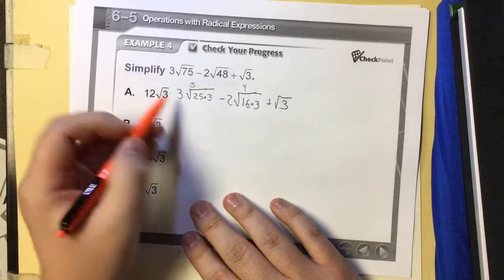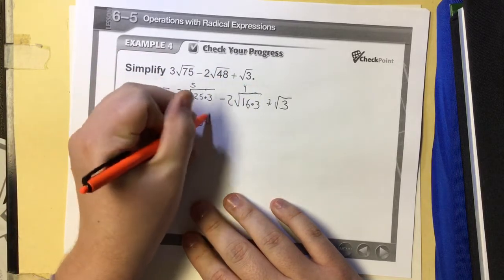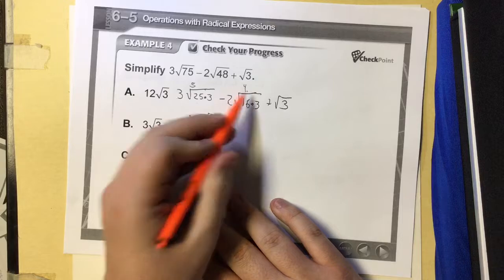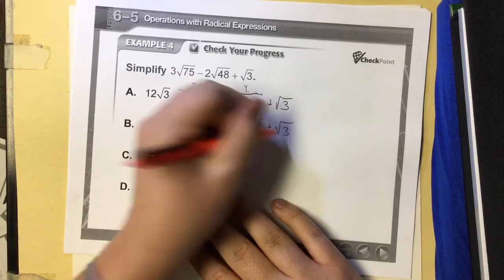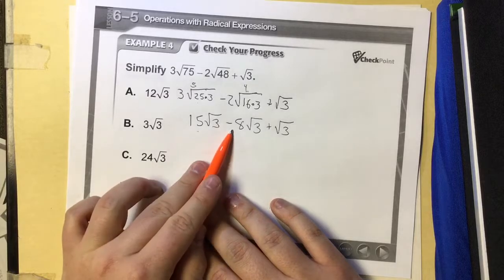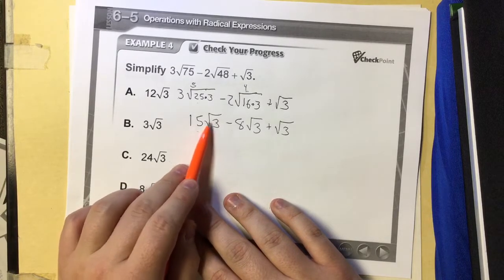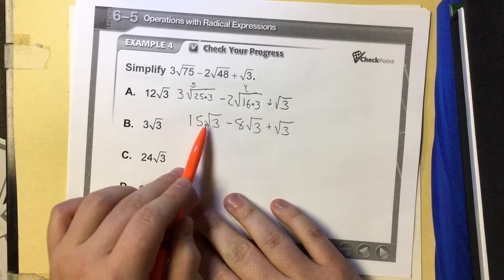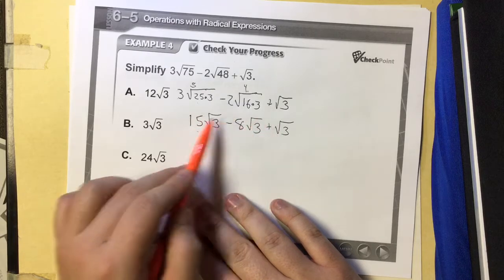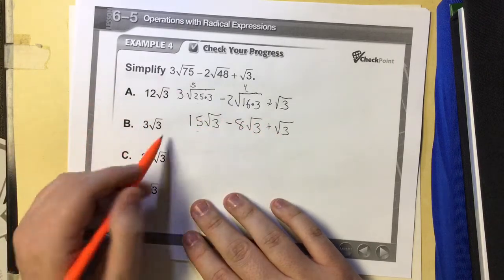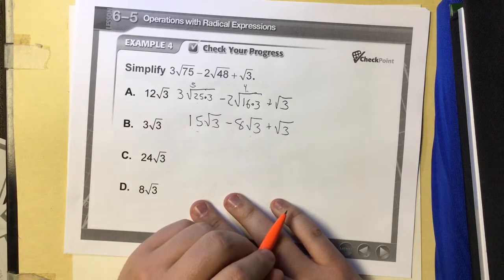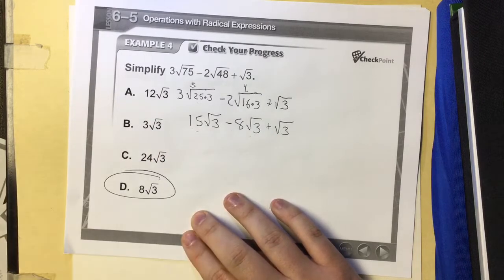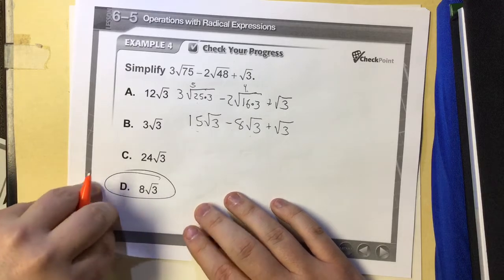Square root of 16 is 4. 3 times 5 is 15 radical 3. 2 times 4 is 8 radical 3, plus radical 3. Now that I have the same radicand, square root of 3, square root of 3, square root of 3, they all have the same index and the same radicand, we can just add these up. 15 minus 8 is 7. 7 plus 1 is 8. So 8 radical 3.